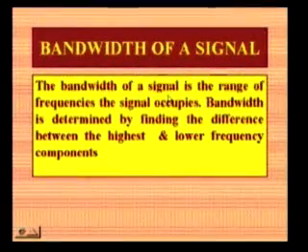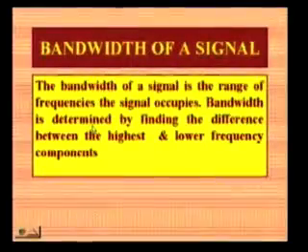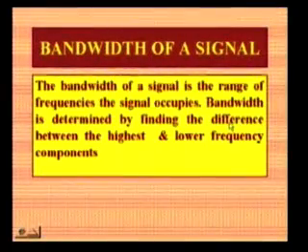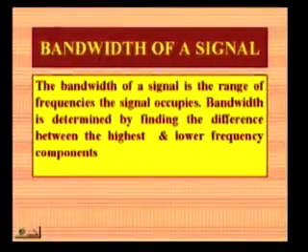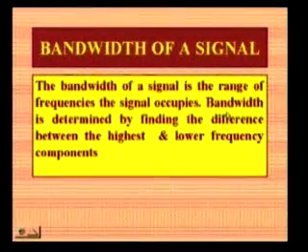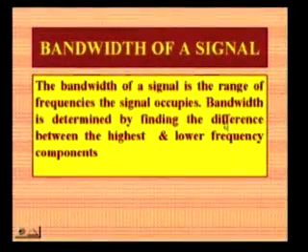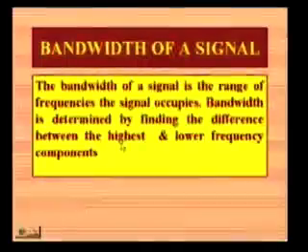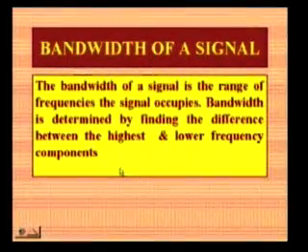Now bandwidth of a signal is the range of frequencies the signal occupies. You must understand the bandwidth of this one. You can't change the bandwidth, but having the same bandwidth, I can increase my data rate by different encoding techniques. How do you determine the bandwidth? It's determined by finding the difference between the highest and lowest frequency components and so on.